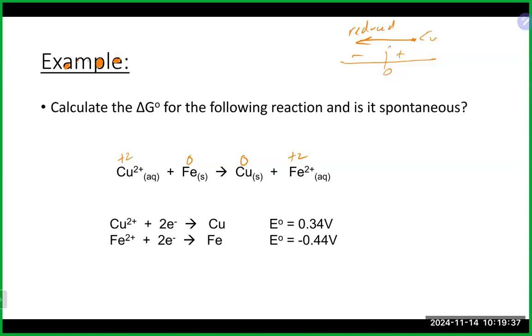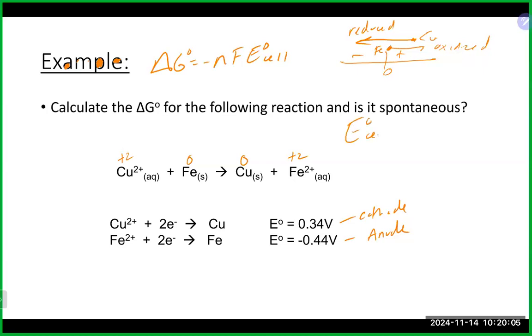And the iron here is going from 0 to +2, and it is being oxidized. So in this case, our copper would be our cathode, and our iron would be our anode. Now we want to calculate delta G, so delta G is equal to minus nFE of the cell. We'll start with the E of the cell, and that's going to be our cathode minus our anode.